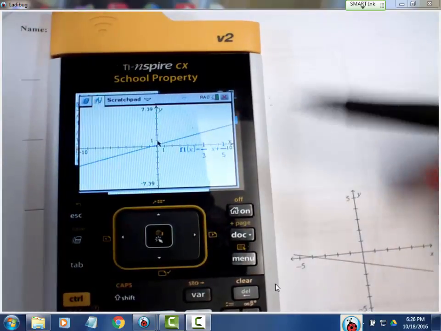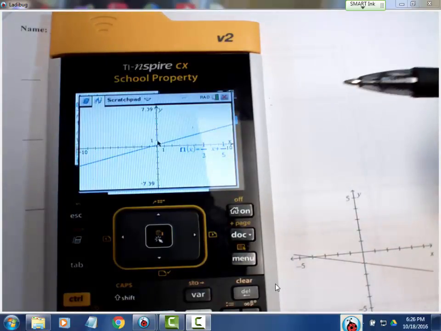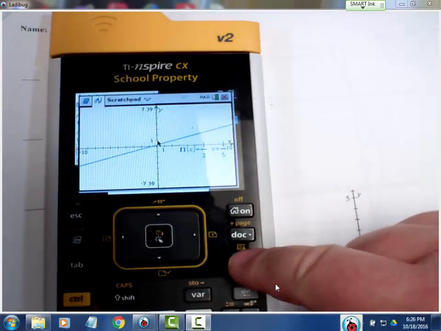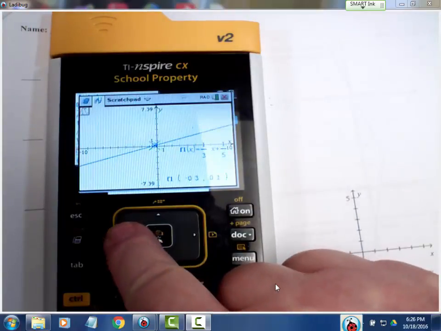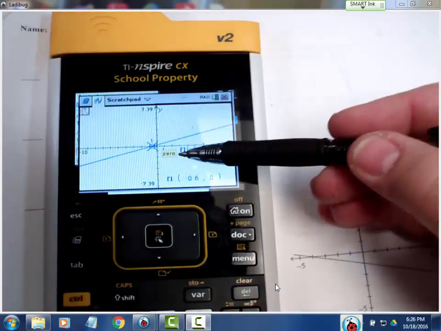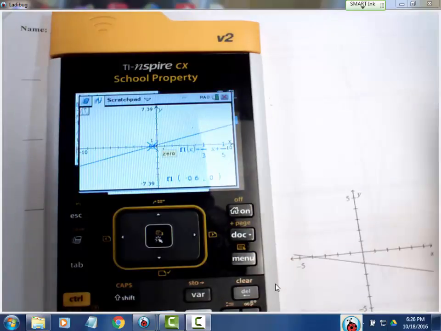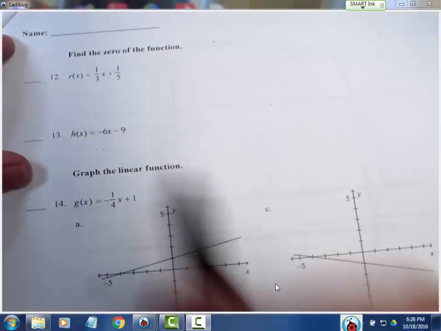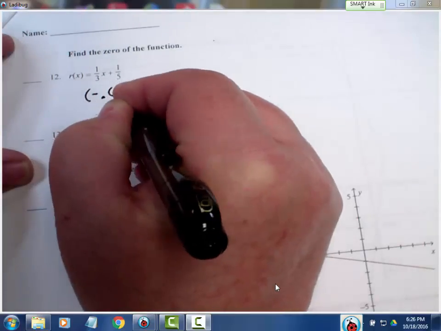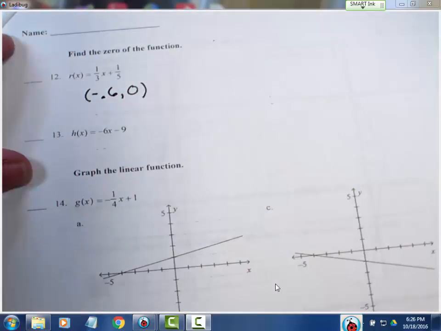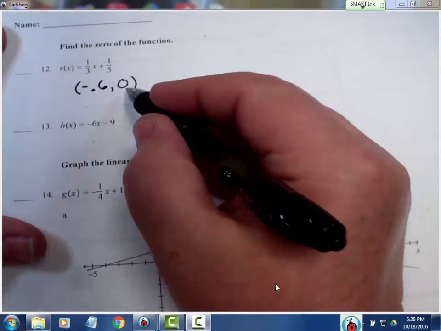Okay, but what we're interested in is where it is crossing the x-axis, because that's what it means to have a zero. So if we do menu 5, 1 to trace, it looks like the intercept is over here, and in fact it comes up and says 0 right there, and that's at -0.6, 0.